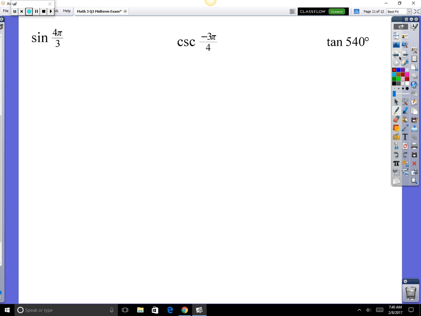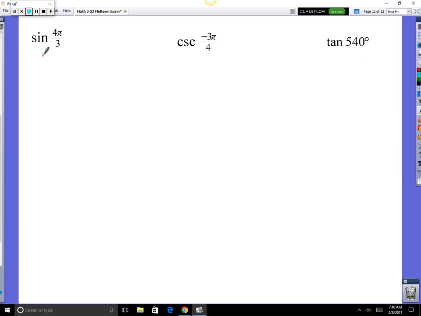Okay, next batch of problems. Sine of 4 pi over 3. So this is in radians. And we need to maybe change it to degrees, something we're more familiar with. Now here's what you got to remember. Your conversion factor is this. 1 pi radian is equal to 180 degrees. So 4 pi's would be like 4 180s divided by 3.